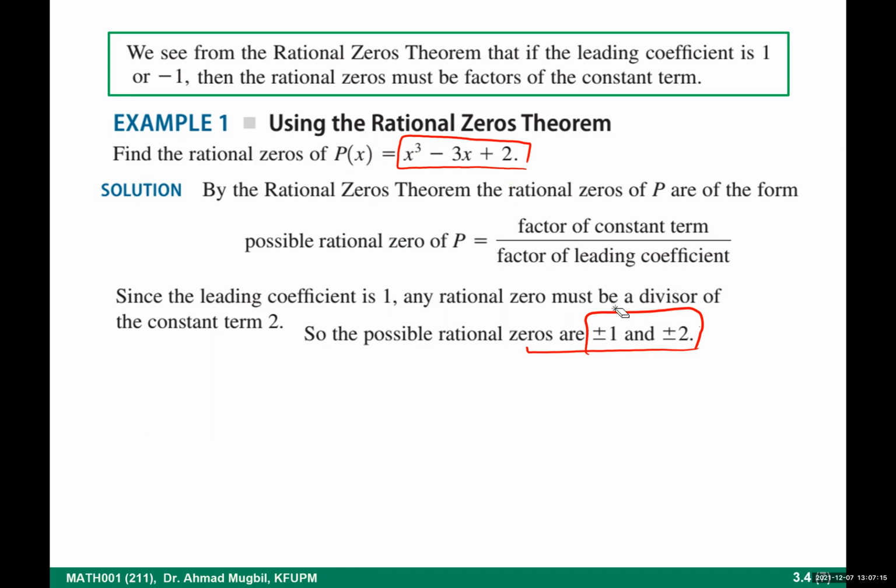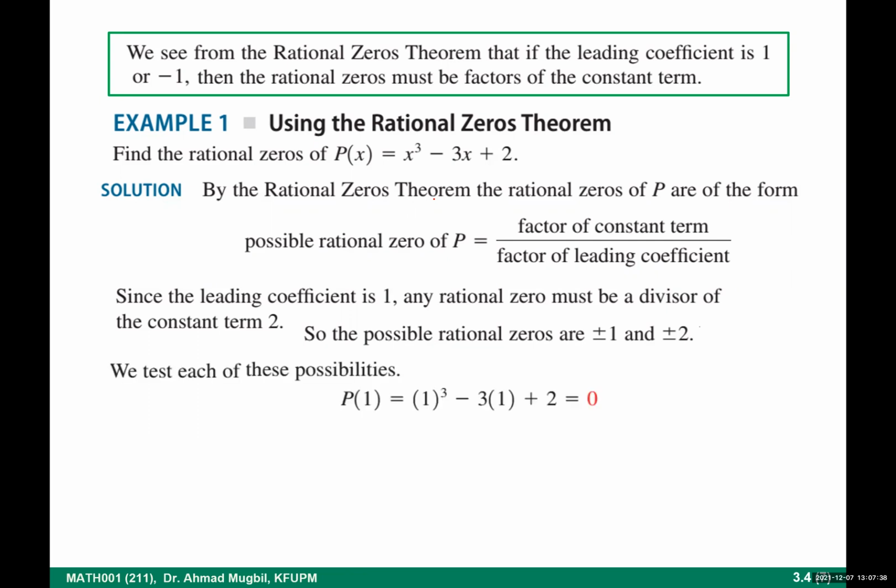How to know now? These are nominated to be zeros. How to know which one of them is a 0, which one is not? You can substitute. If you want to substitute, it is natural to start with positive 1, not negative 1. So if you put x equals 1, what will you get? 0 or not? Yes, it is 0.